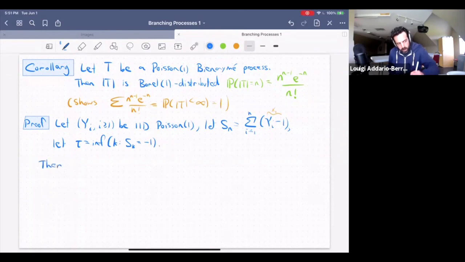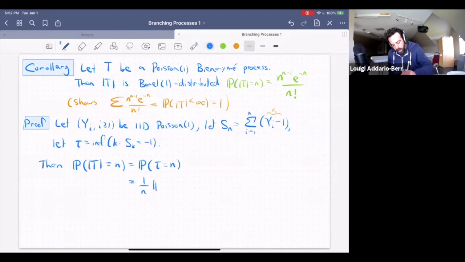Then we now know two things. One is that the probability that our Poisson Galton-Watson tree has size n is the same as the probability that this first hitting time of minus 1 is n. But now by the cycle lemma, that probability is 1 over n times the probability that S_n is minus 1. That equality is precisely the b equals 1 case of the cycle lemma. Now that's 1 over n times the probability that Y_1 plus through Y_n, moving all these minus ones over to the other side, is equal to n minus 1.